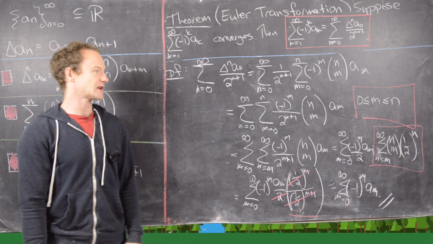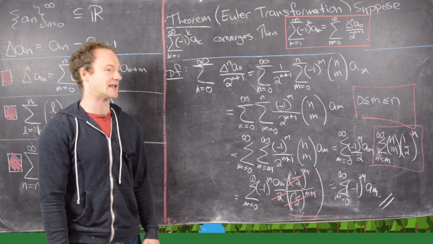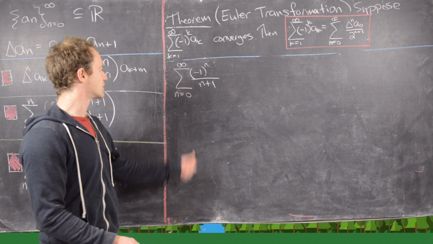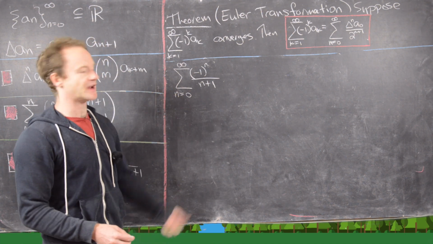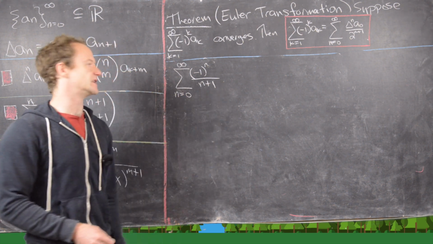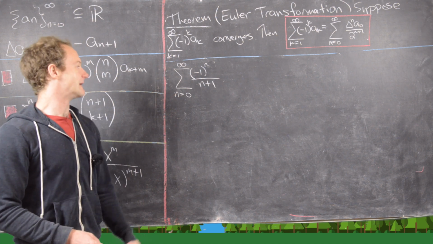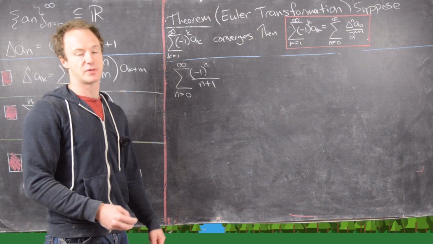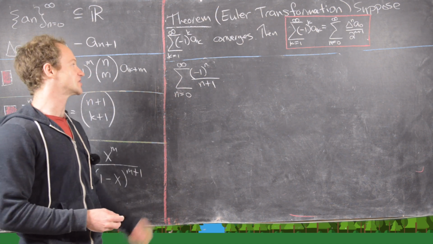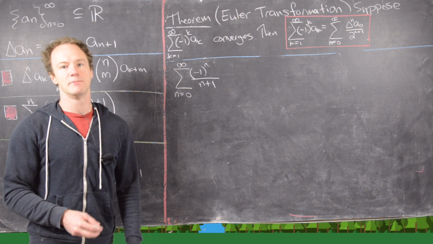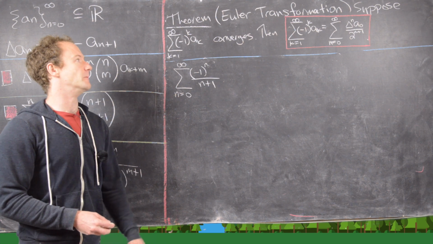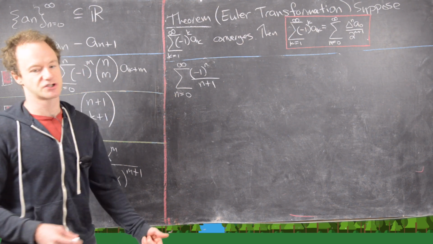Okay, great. So I'm going to clean up the board and then we're going to look at an application of this. Okay, so for our application, we're going to look at this sum. So it's the alternating harmonic series: the sum n equals 0 to infinity of (-1)^n over n plus 1. So this is obviously 1 minus a half plus a third minus a quarter plus a fifth minus a sixth plus a seventh and so on and so forth. And we'll actually get the formula for this, but we'll see that this allows us to write this sum as another sum via the Euler transformation, which is super nice.